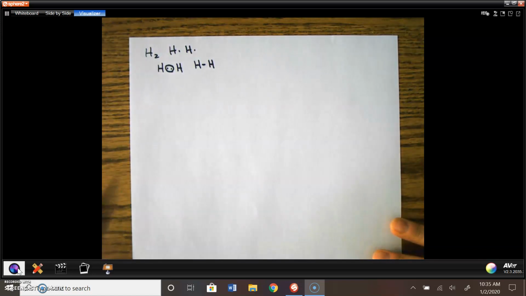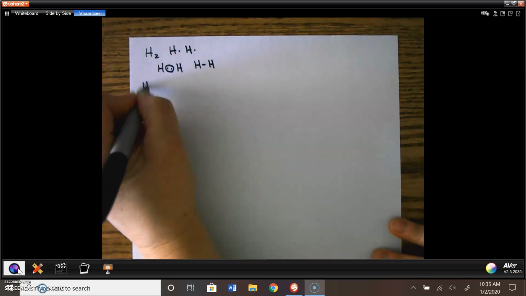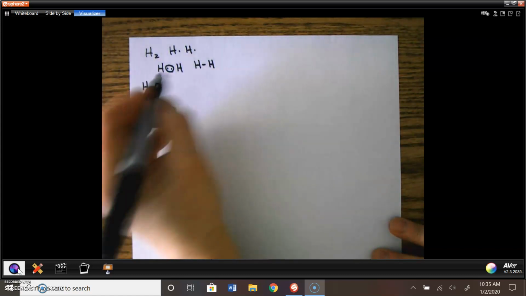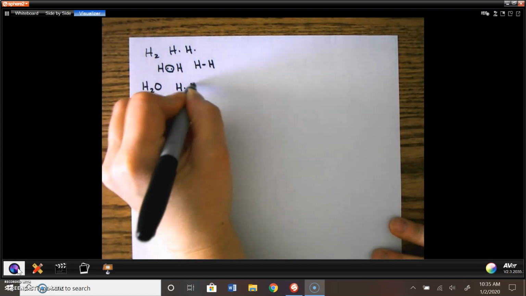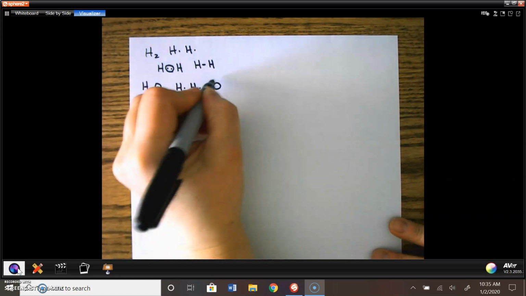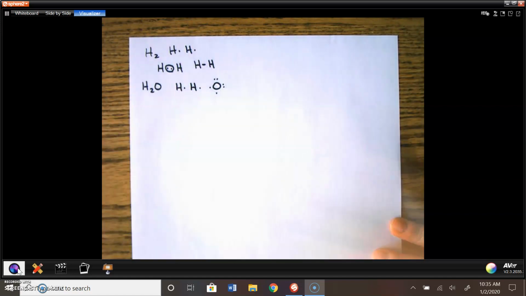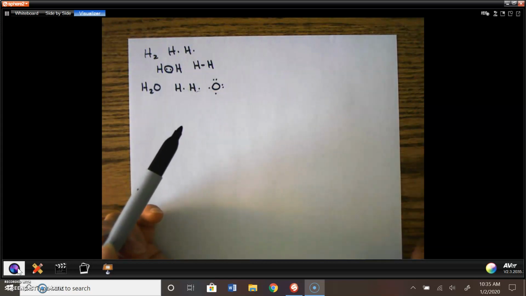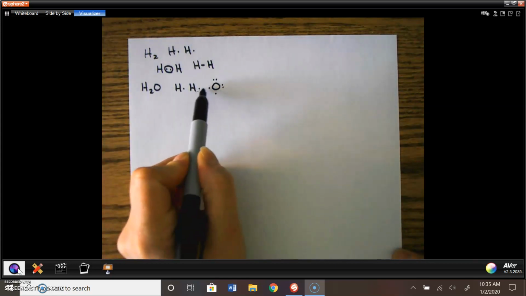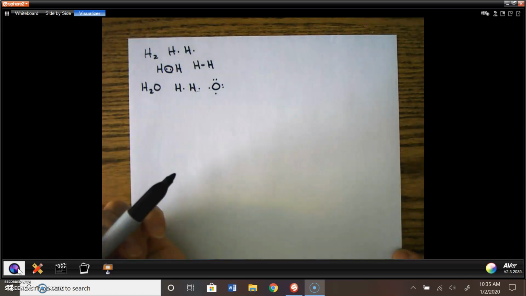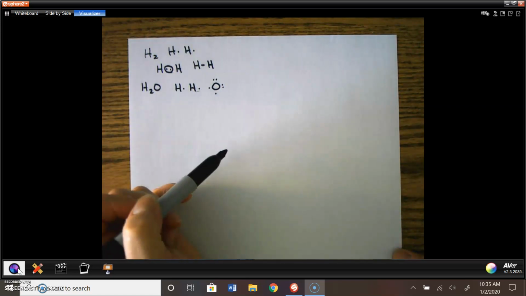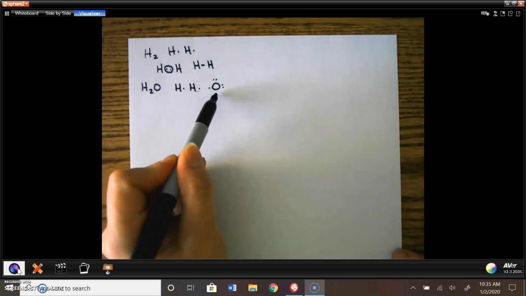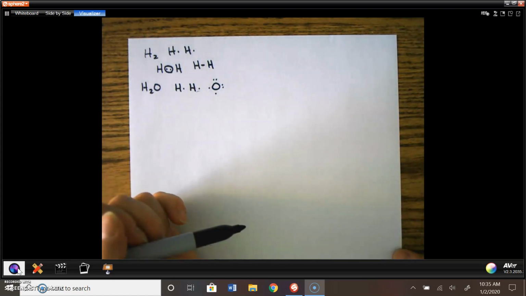Now I can do something like water as well. Let's get a little more complicated, H2O. Again, I've got 2 hydrogens and I've got an oxygen. Oxygen has 6 valence electrons. Each hydrogen only has 1. So in order to make water, I can't bond the 2 hydrogens together because then oxygen is kind of left out. So hopefully you can see that 1 bond is going to happen between hydrogen and that oxygen. 1 bond is going to happen between hydrogen and that other electron of oxygen.